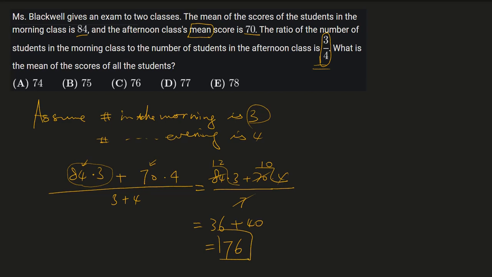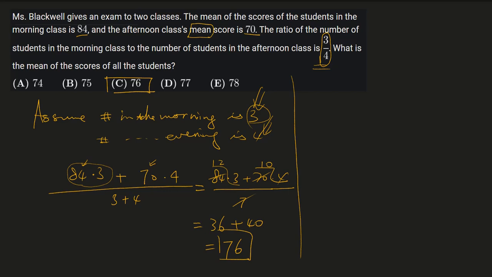And we want to choose C, 76. What if this is not a multiple choice problem? In that case, we have to be more rigorous. We can't simplify this problem by assuming the numbers of students are 3 and 4. We can't do this. Solving this in a more rigorous way is also quite straightforward. It's almost identical to this, with only one extra little step.